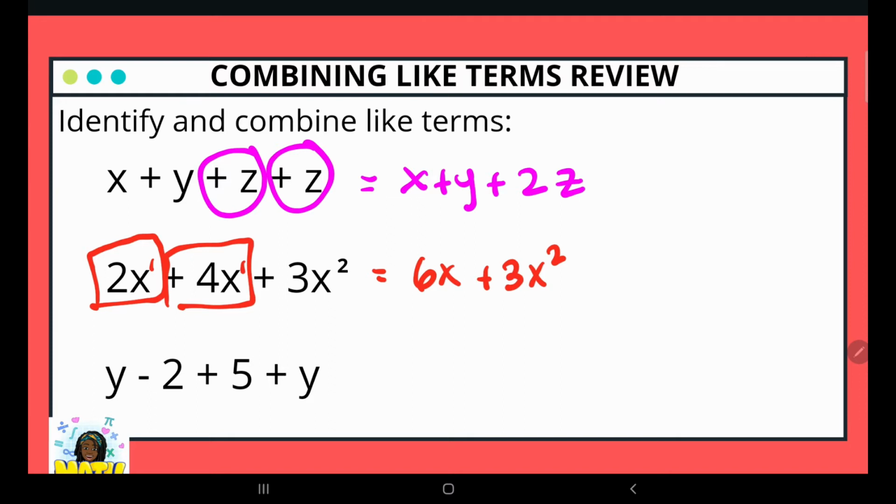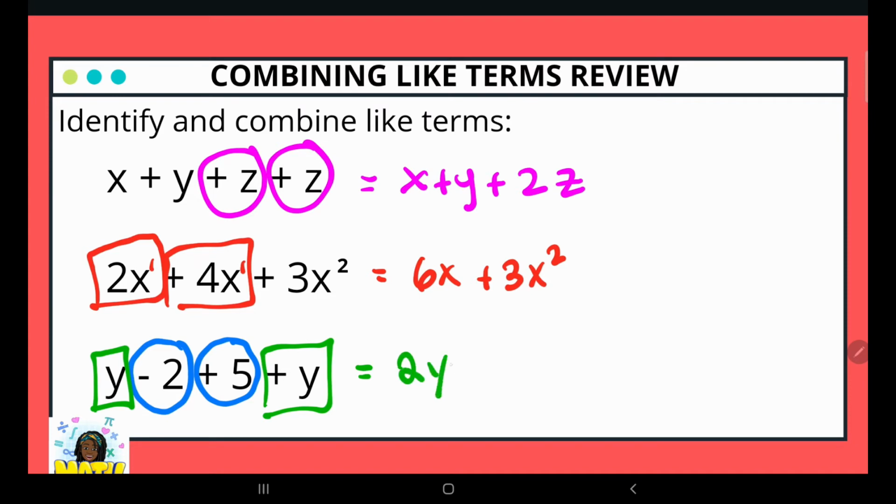Now, if we take a look at this last example, I have two sets of like terms. My -2 and my +5 are both like terms, and then so are my y's. If I simplify this, I have y plus y, which is 2y. Now I have -2 plus 5, right? Different signs, subtract, keep the sign of the higher number, so that's a +3.